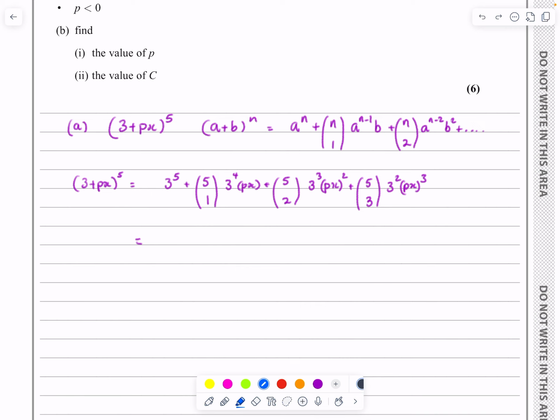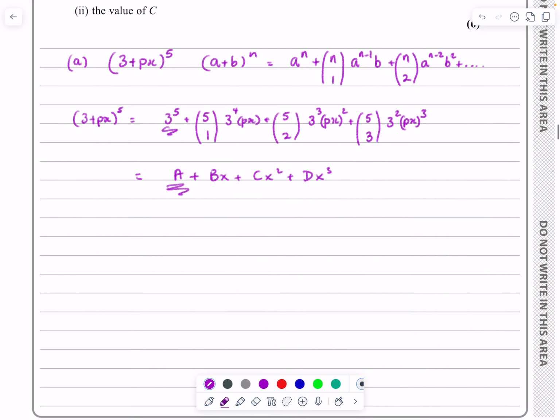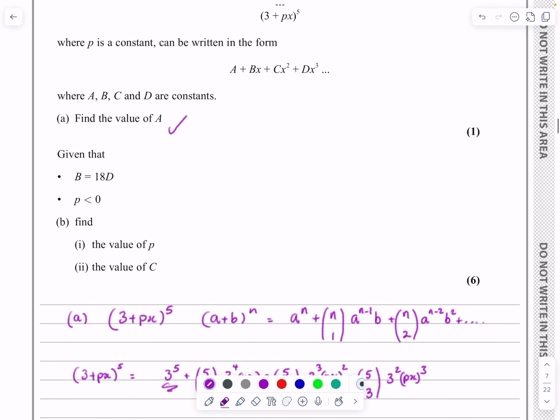Remember then, we're saying this is a plus bx plus cx squared plus dx cubed. And we're starting off by saying what is a. So a is simply equal to 3 to the power of 5, and that works out to be 243. So A has been done. Let's just go, yeah, done A.